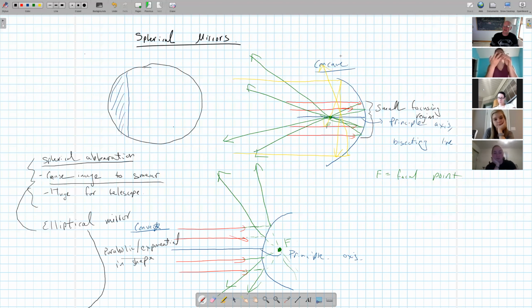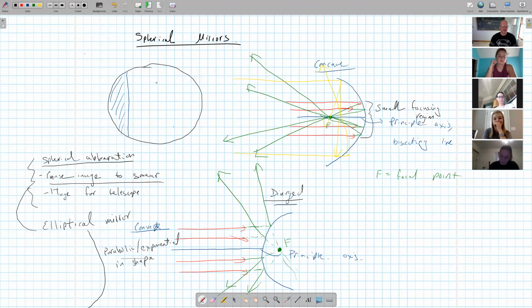So this is a concave mirror. Again, a concave mirror is going to cause all of the rays to pass through this point, which is called the focal point. For the convex, these rays come in and bounce away. So they are now being diverged, but they're diverged in such a way that they appear to be starting at a particular point, which is called the focal point.